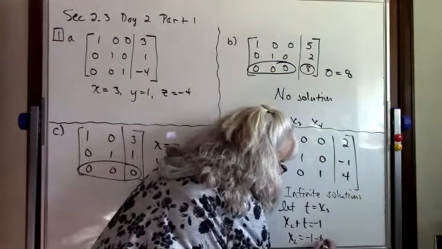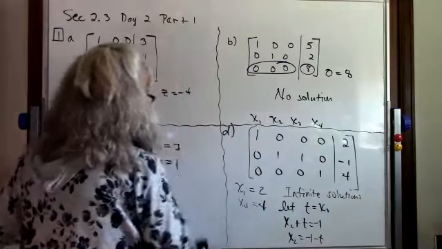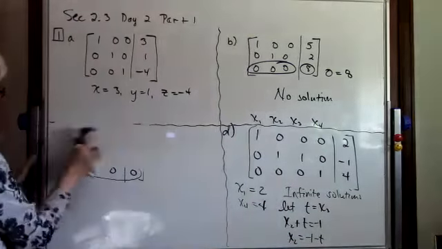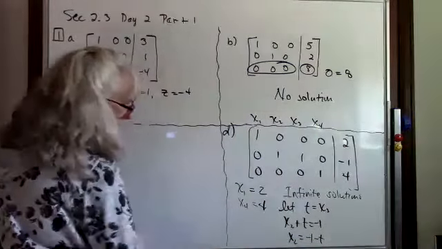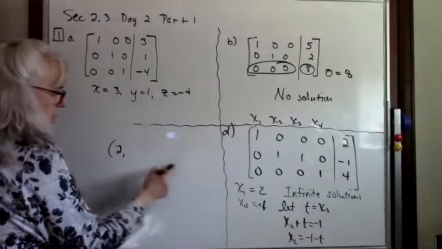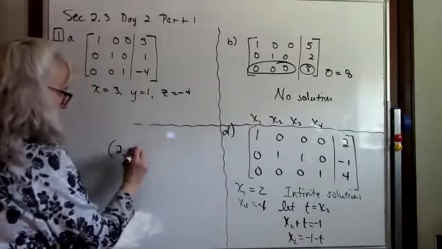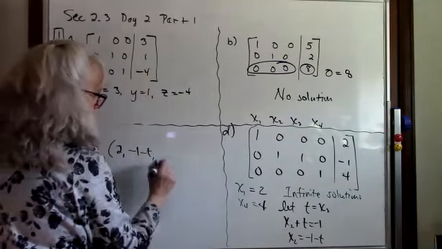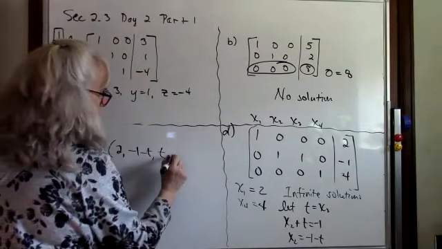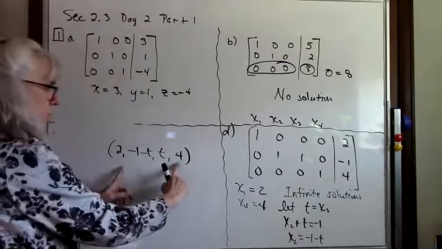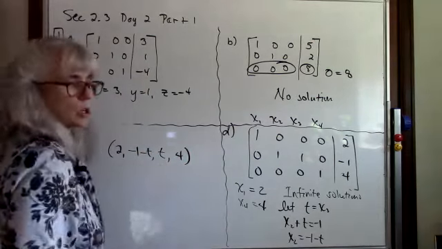So -1 minus T. So the solution to that last one, if we were to write it out, would be the 2 for X sub 1, X sub 2 is -1 minus T, X sub 3 is T, and X sub 4 is 4. So we do know 2 of the variables, but the other 2 are written in terms of the parameter.